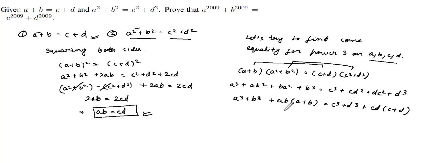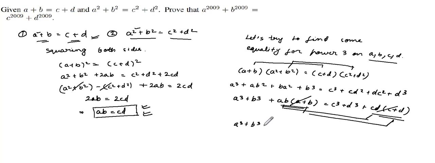Now what we can see easily here is that we have already proved that ab is equal to cd, and we know that a plus b is equal to c plus d, right? So we can simply say that this term, ab multiplied with a plus b, is equal to cd multiplied with c plus d. If we cancel it out from both sides, we are going to get a cube plus b cube is equal to c cube plus d cube, right?